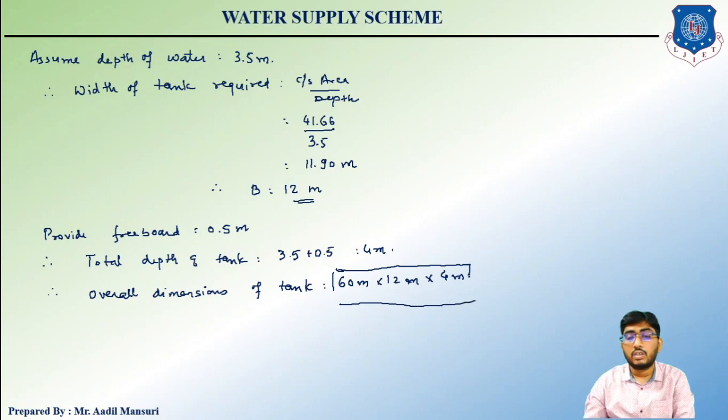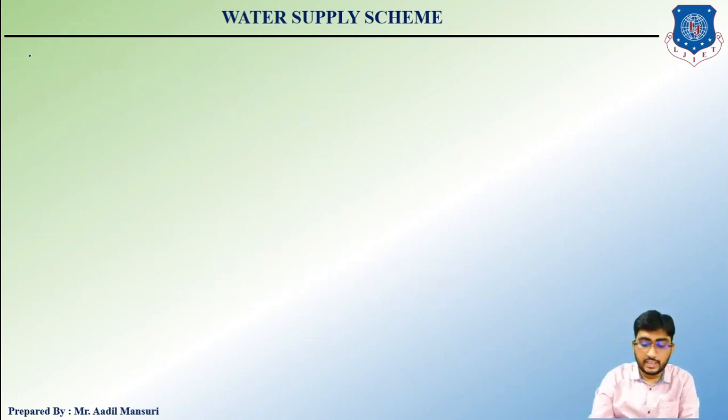But the sum does not end over here. Here 60 will be length, 12 will be width, and 4 meter will be height or depth. But here the sum is not getting over. We need to check for the surface overflow rate.